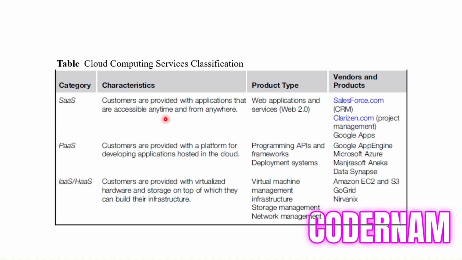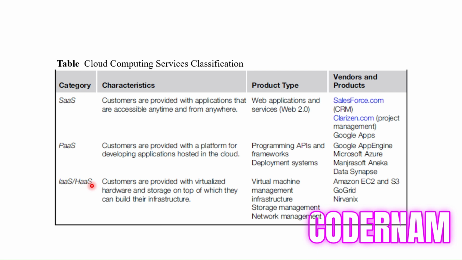So some of the product types are web applications and services, and for this, the vendors and the products are Salesforce and project management tools. So in the platform as a service, customers are provided with a platform for developing the application hosted in the cloud. So it might be programming APIs and frameworks, deployment systems. So some of the examples here are Google App Engine, Microsoft Azure, Aneka, and Data Synapse.